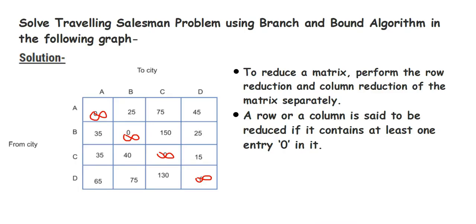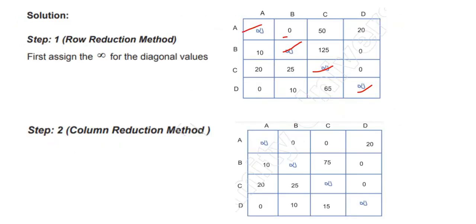As performed previously, we have row reduced it, which means 25 is our least value in the first row, it's 25 as well in the second row, in the third row we have 15 as the minimum value, and in the D row we have 65 as the minimum value. Therefore it is row reduced, which means 0, 50, 20. This is step 1, row reduced. First assign infinity to the diagonal values, because we do not know the values from A to A, hence we will take it as infinity.